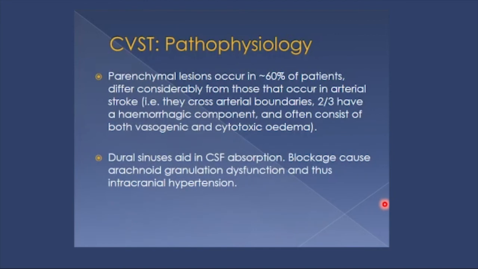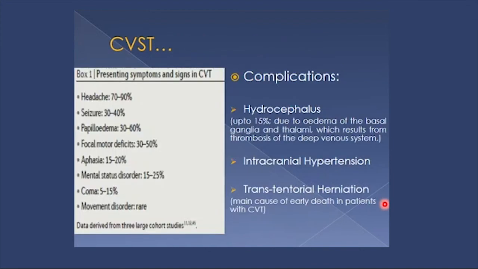And parenchymal lesions occur in up to 60% of these patients. And what is noted is that this is actually quite different from the parenchymal lesions that you will expect in patients with arterial strokes, because they'll cross the arterial boundaries, and 2/3 will have a hemorrhagic component. And often you get both cytotoxic and vasogenic edema. I think the pathology of many other diseases talks about the different kinds of edema that you can get in the brain. And dural sinuses aid in CSF absorption, and so when you get blockage, then you get arachnoid dysfunction, and that contributes to the pathogenesis of increased intracranial pressure due to the increase in the CSF in the ventricles.